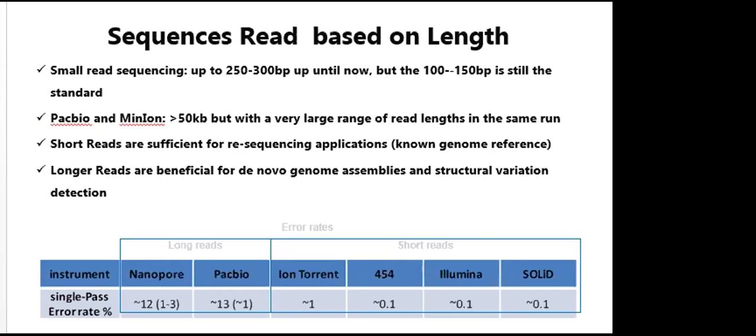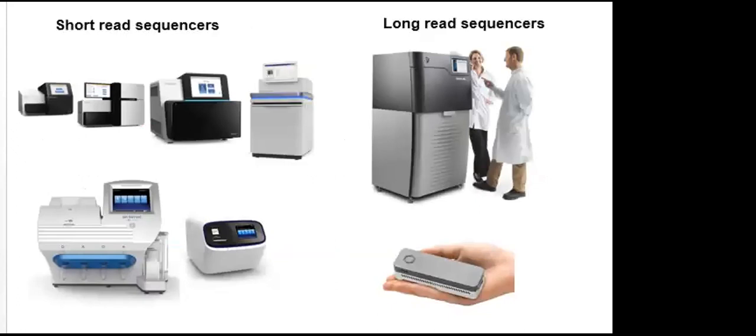Then we'll talk about short reads as significant in sequencing applications known as genome reference. Longer reads are beneficial for de novo genome assemblies and structural variation detection. Over the years, advances in NGS technology provide us with different types of sequencers for each type of read. We can see what we have for short reads and what we have for long reads.